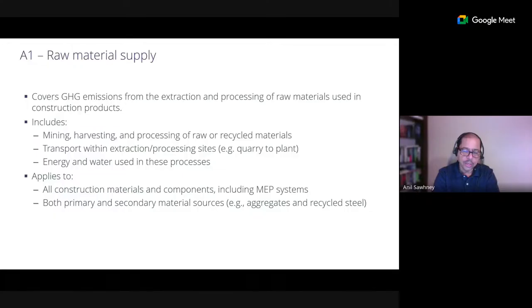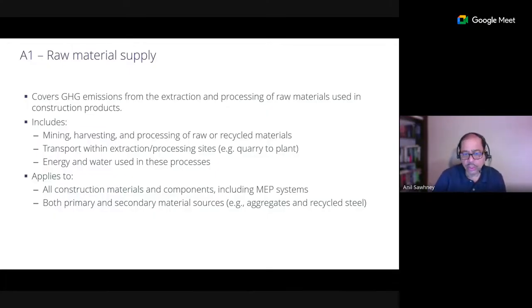It includes emissions from mining, harvesting, processing of raw or recycled material, and any emissions coming from transport within the extraction site. It's not leaving the extraction site. So let's say you're doing extraction or processing of aggregate. All movement within that aggregate plant or quarry will be included in A1. Energy and water used in manufacture and in raw material extraction is also part of this.